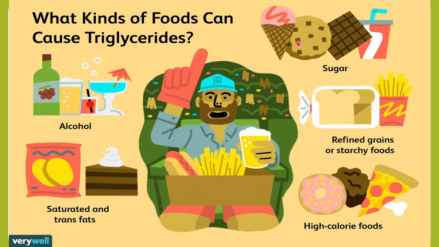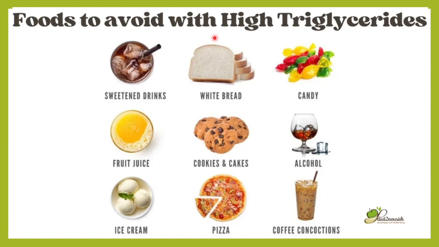Your sugary items, your refined grains, starchy foods, your high calorie foods, donuts, pizza, burger, candies, french fries, all these in excess can spike your triglyceride levels. So foods to avoid if you have high triglyceride would be the sweetened drinks, your aerated drinks, your bread, your biscuits, your bakery items, fruit juices which are rich in sugar, cookies, cakes, alcohol, candies, ice creams, pizza. All this, when you are having it in excess, can increase your triglyceride levels.